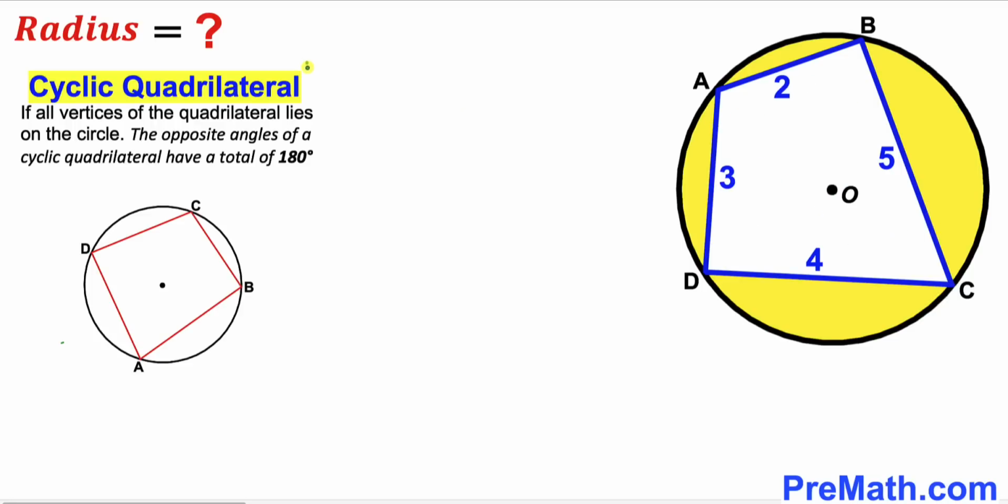Now let's recall the definition of a cyclic quadrilateral: all the vertices of the quadrilateral lie on the very same circle, as you can see in the given diagram. Now let's revert our attention back to our problem. We can see that this quadrilateral ABCD is indeed a cyclic quadrilateral since all its vertices are on the very same circle.